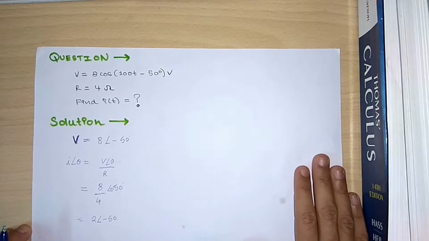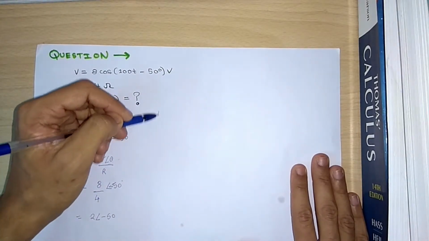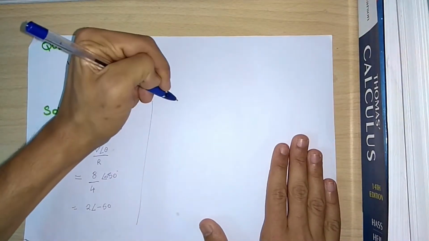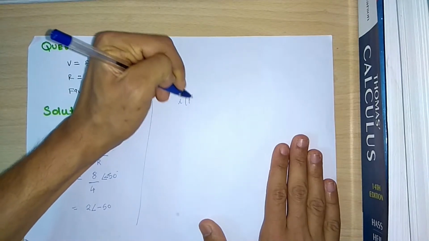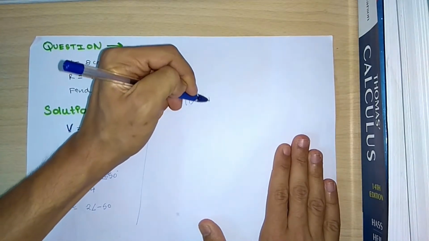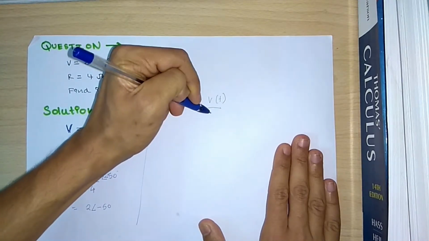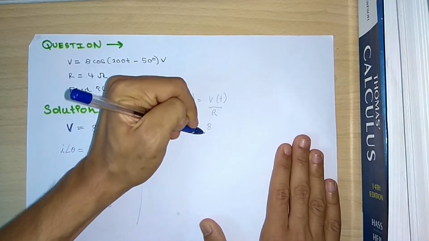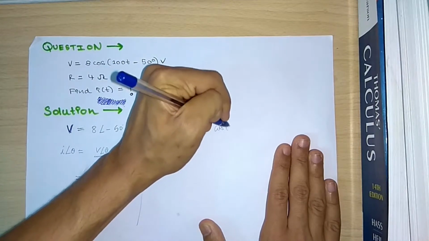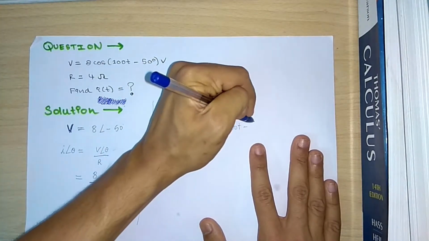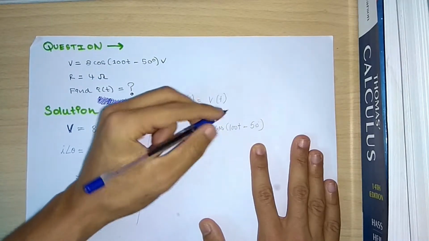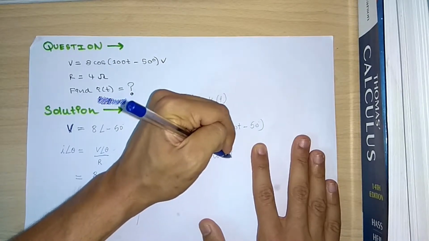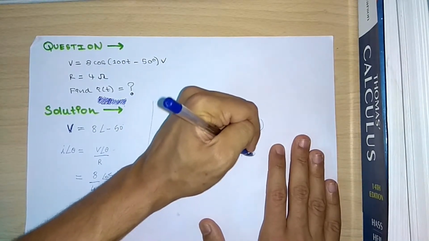While if we wanted to find it in time domain, it can be simply done by using the simple formula, which is i in time domain is equal to v, which is also in time domain, divided by R, which can be simply 8 cos(100t minus 50 degrees) divided by 4, which is 2 cos(100t minus 50 degrees).